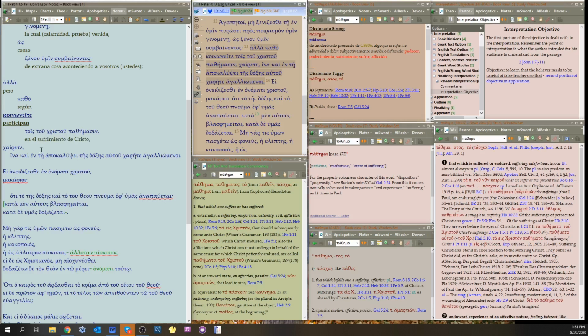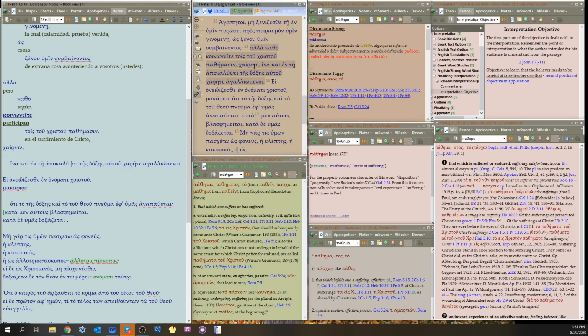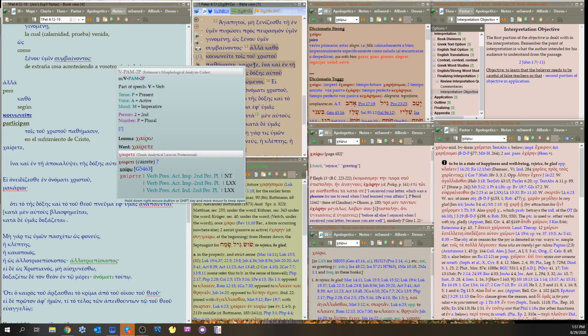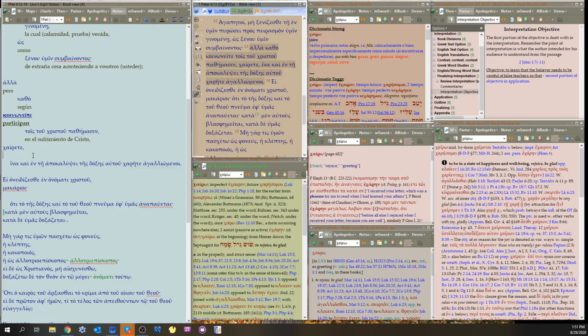of Christ. And then it goes on, chairete, and this is imperative, you must rejoice. And I'm just going to look that up in Spanish real quick here, just to bring across the imperative form. But you must rejoice. And it's in the second person, plural.